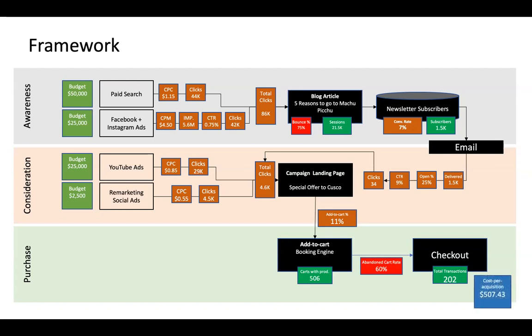So my final cost per acquisition, after dividing the total budget spent by the total transactions, I would get a cost per acquisition of $507.43. So this is the type of exercise that I wanted you guys to do for the last assignment. So probably now you have some questions, right?